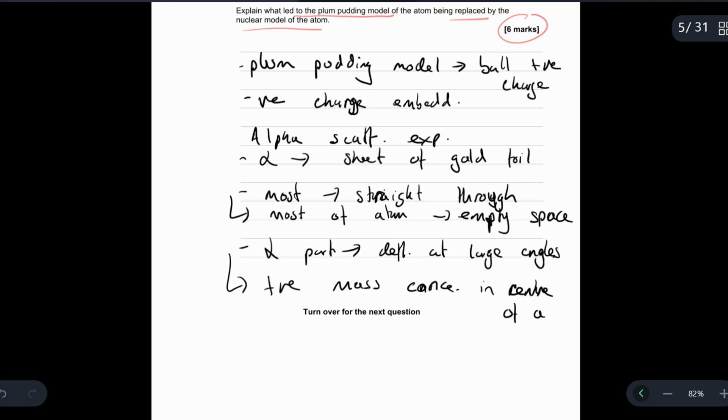Okay, so how do we know it's a positive mass? Well, what would cause the alpha particles to be deflected? It's the fact that you would have some electrostatic force between the alpha particles and some kind of positive mass. And where did that occur? It occurred at the center, because most of the alpha particles passed straight through, and only some of them interacted with this positive charge. And so that tells us that we've got a small, dense positive mass at the center of our atom.